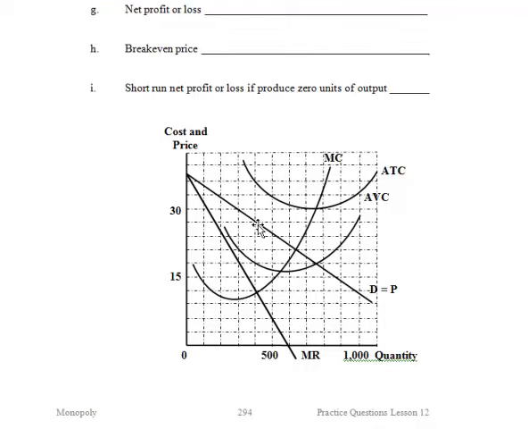You can calculate total revenue by taking 400 times $27. In this case, look at your graph. Do you think they're winning or losing the battle? Hopefully, you're more comfortable with the graphs. You can see, hey, the ATC, their average total cost lies up here, but their price is down here. So obviously, they got to be losing money because their costs are higher than the price.